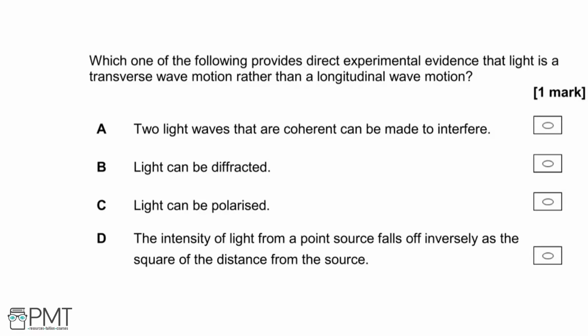So for the first one, 2 light waves that are coherent can be made to interfere. Well, actually, this is a property that's true of any kind of wave that could be transverse or longitudinal. As long as they're coherent, they can interfere. If you look at 2 speakers, for example, if I just draw a quick diagram, as long as those 2 speakers are connected to the same source of signal, then they will emit coherent waves, and those coherent waves can interfere just as they would with a Young's double slit experiment for light. So actually A would be incorrect.